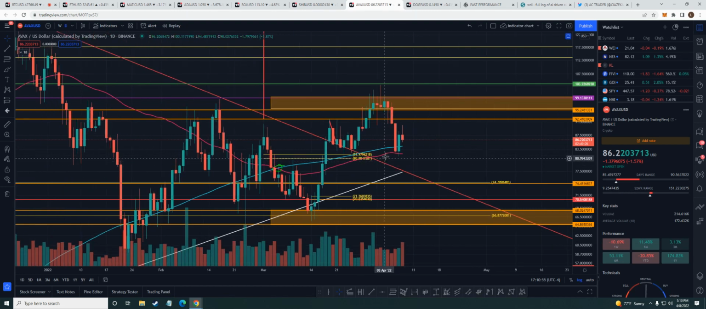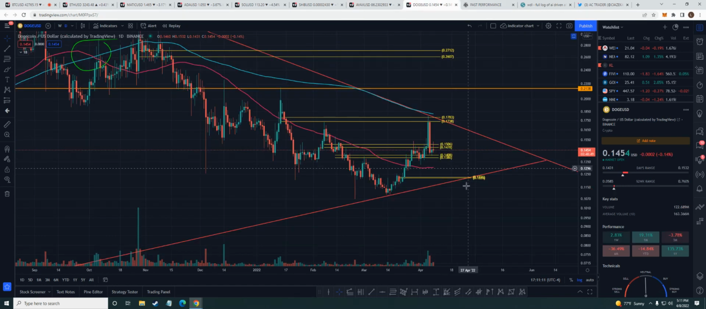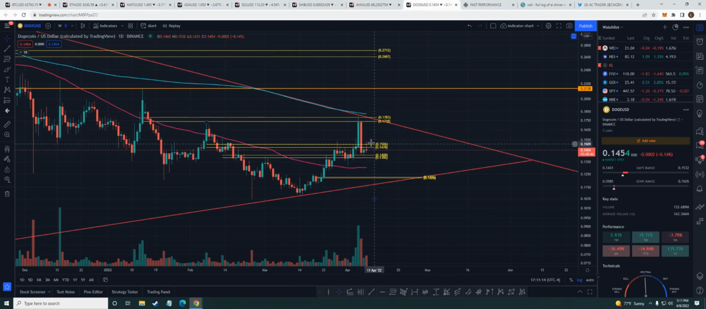Avalanche nailed this one perfect. We talked about a bounce off of 81. That's exactly where we bounced. We could draw it up right here. 81 was the bounce. Nailed that one perfect. How much time do I have left? 26 seconds. So I want to see that hold up and to the upside 92. Doge, we want to see that 14 hold up and get a daily candle closing past that 15.